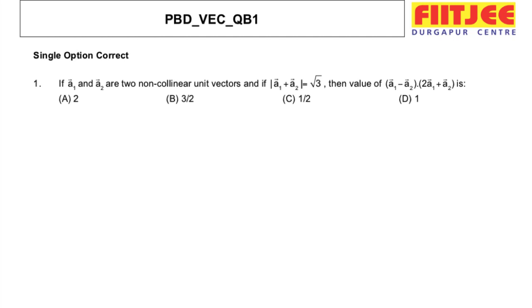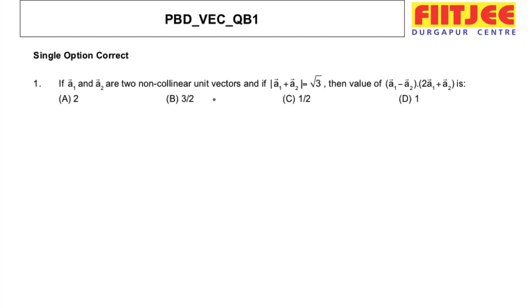So let's see what we have in this chapter quiz. The first question says that if A1 and A2 are two non-collinear unit vectors, and if their sum a1 plus a2 has a modulus root 3, then what is the value of the dot product of two other vectors given by a1 minus a2 and twice a1 plus a2?